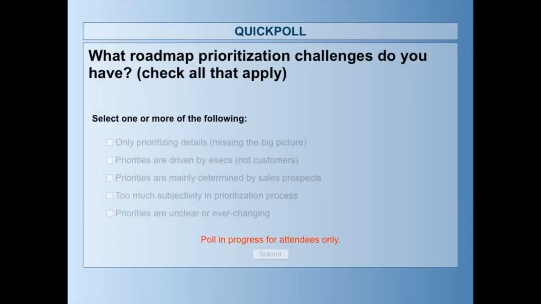So I would love to know, what are your roadmap prioritization challenges right now? Are you only prioritizing details and really are missing the big picture? Or are priorities driven in your organization just by the executive team and not the customer? Are priorities mainly determined by sales prospects, or even worse, the very last conversation that a sales guy had? Or is there too much subjectivity in your prioritization process? Or are your priorities unclear and ever changing? So I'm curious to hear this one.